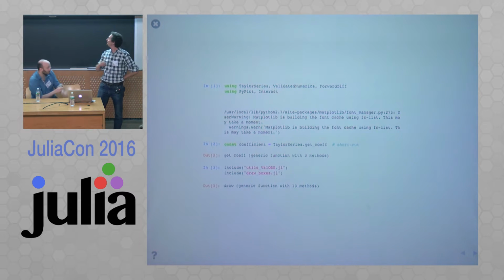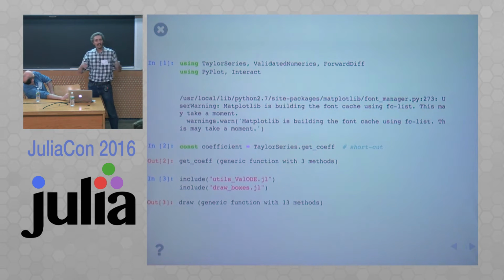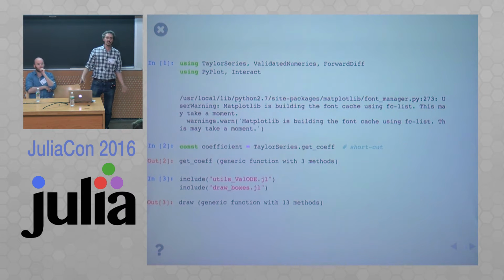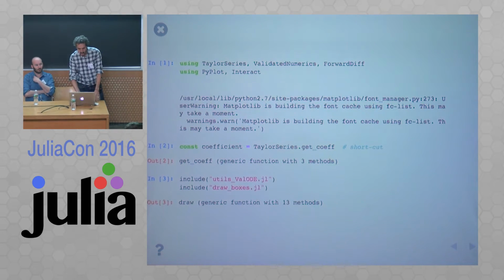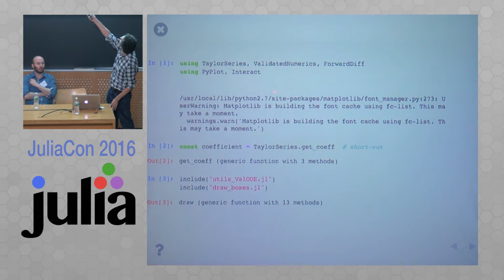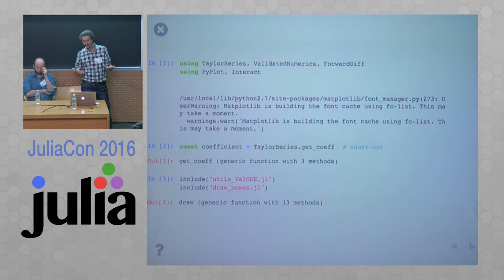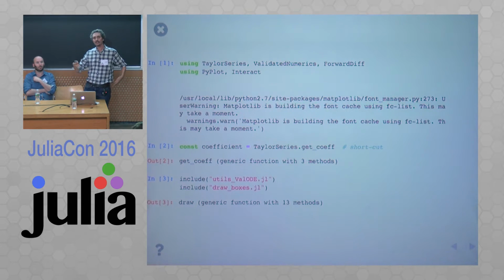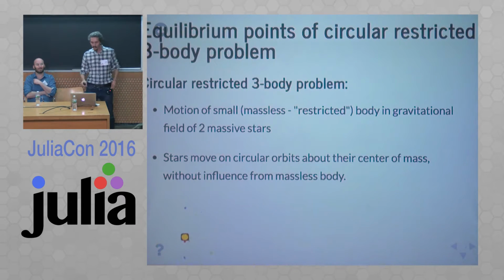So what we will be describing are some applications of integration of differential equations and other treatment of numerics in dynamical systems. I will begin. These will be the libraries we will be using: Taylor series, validated numerics, and ForwardDiff. And along the way, we will be showing that there is a huge positive thing, because Julia just allows everything to compose very nicely.